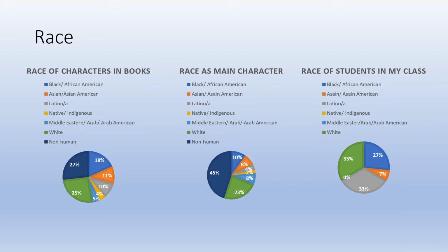So as you can see, besides non-human characters, having a white main character almost doubles or triples over the other races. So I'm glad at least all my students had at least one book where the main character was their own race and they can see themselves as the lead.